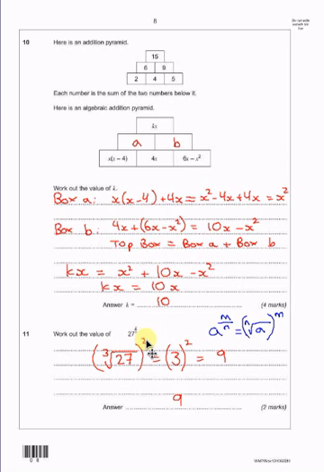The cube root of 27 must be 3, because 3 times 3 times 3 is 27, and then I'm going to keep the squared there. So after I find the cube root of 27 is 3, I'm going to square it. 3 squared is 9. My answer is 9.